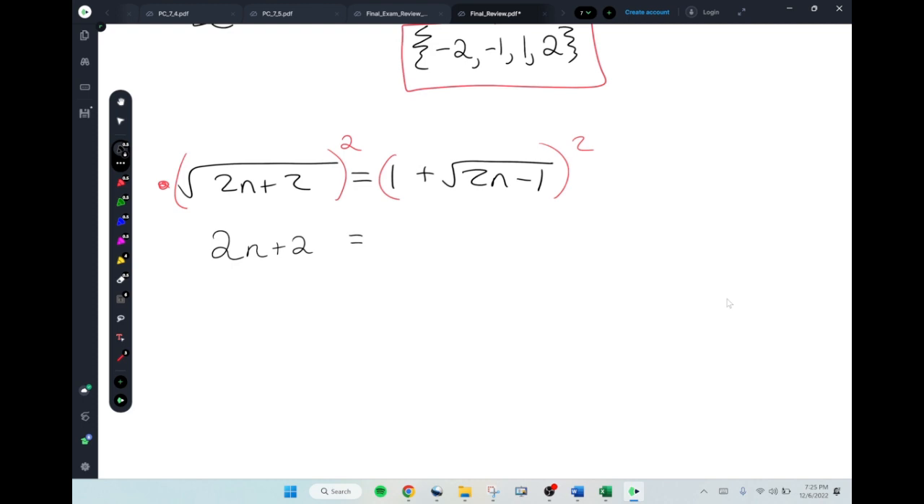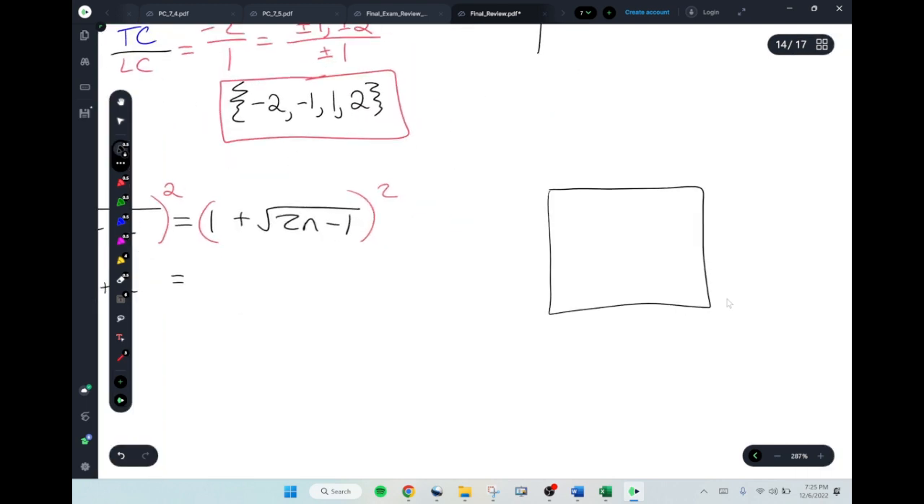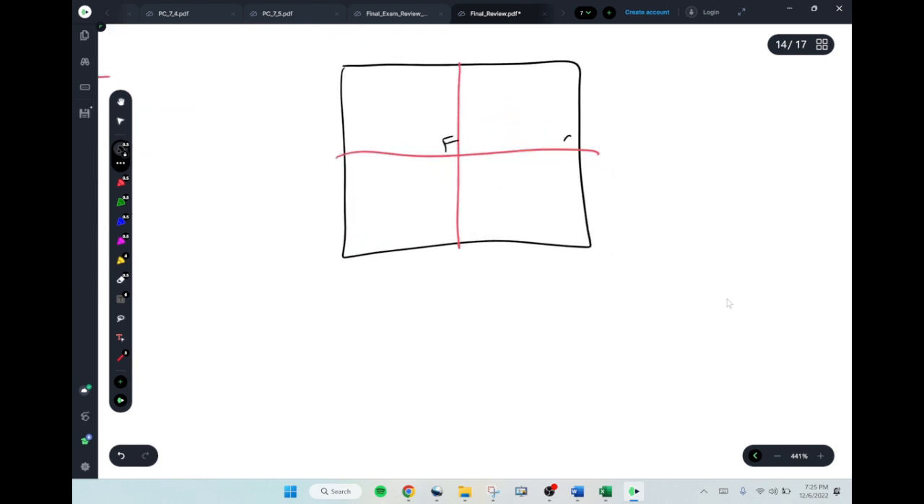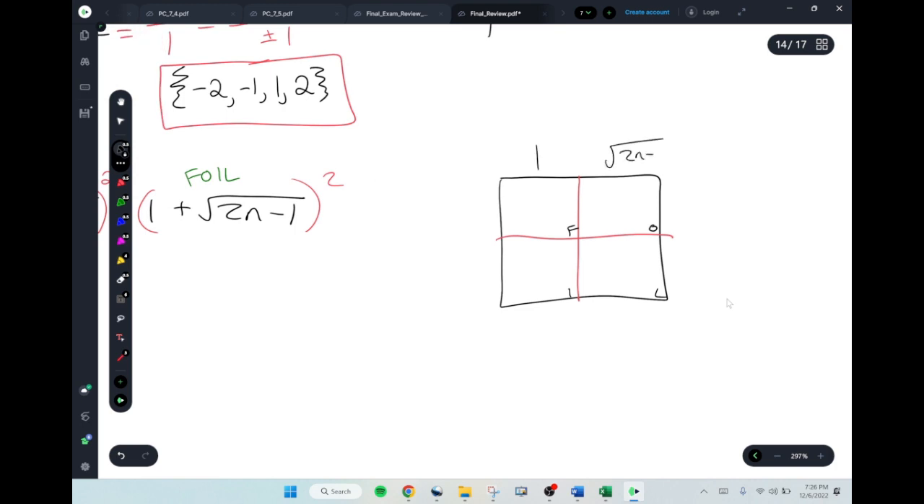This is where it's really not nice to just think, what do you need to do on that right side? You got a FOIL, right? Or some people like to do it in the box. That's literally okay. The box is the exact same thing as FOIL. It just breaks it apart as a picture instead of with lines. So we got 1, root 2n minus 1. 1, root 2n minus 1. What's 1 times 1? 1. What's 1 times root 2n minus 1? Root 2n minus 1. Same thing. And then 2n minus 1 is if you square them together.